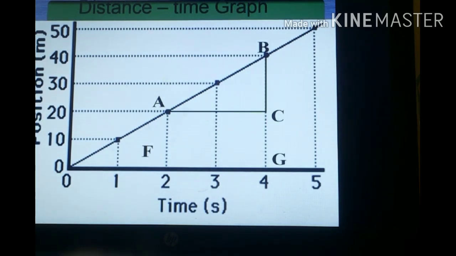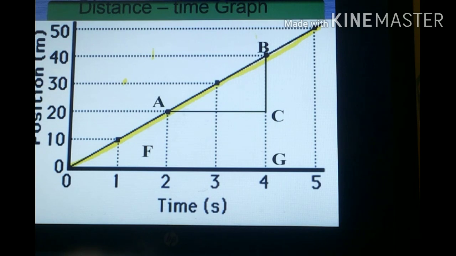First of all, we have to choose any 2 points, but those 2 points should lie on this line only. It shouldn't happen that you choose a point off the line, then your graph is wrong. First of all, you have to plot a graph, then you have to choose any 2 points. I have chosen these points A and B.